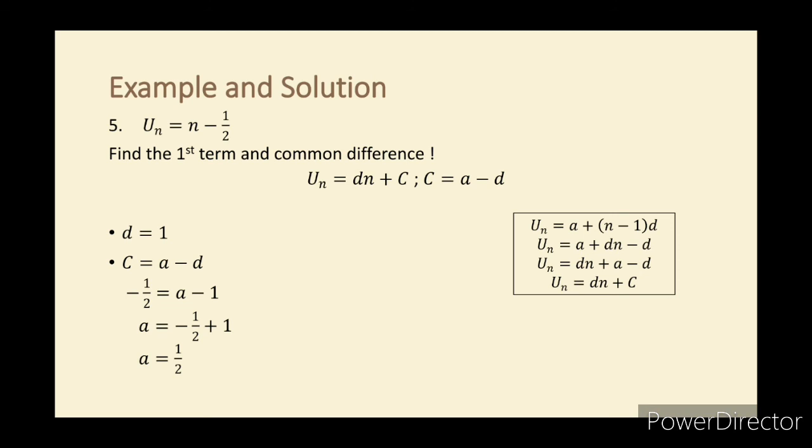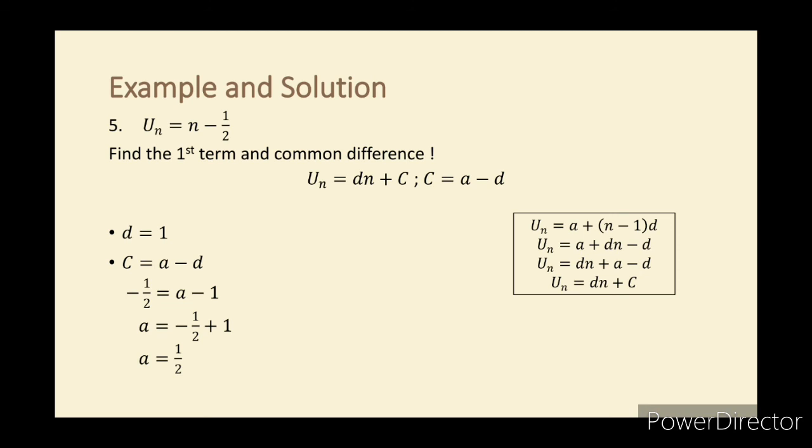We know that Un equals a plus (n minus 1) times d. Un equals a plus dn minus d. Un equals dn plus a minus d. Un equals dn plus c. We can replace a minus d with the constant c.